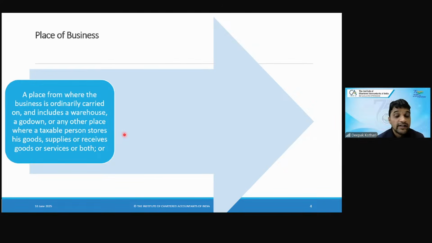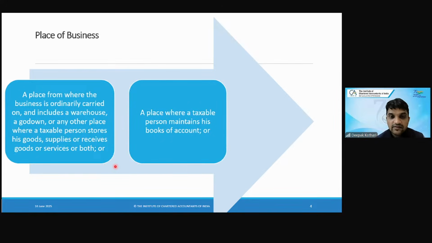So that will also be treated as a place of business, or any other place where a taxable person stores his goods, supplies or receives goods or services or both. That is called a place of business. And a place where a taxable person maintains his books of accounts. Say he is doing business at one place, but his accounting or finance department is in a different place. So that will also be treated as a place of business, because doing business and maintaining books of account both are important. So books of accounts are maintained at a back office, right? That is also to be added as a place of business.